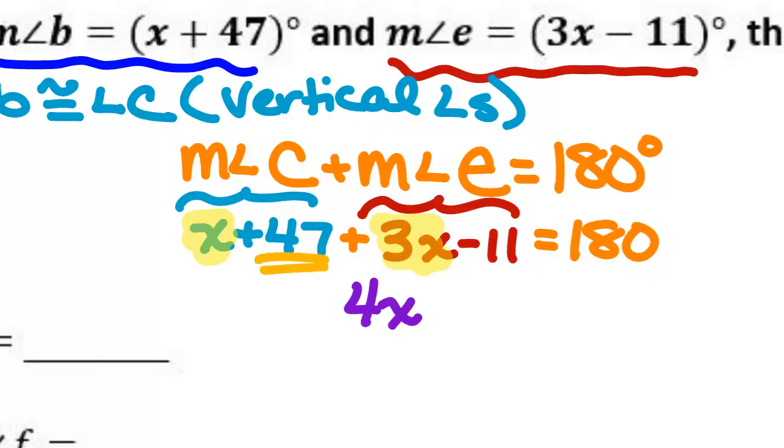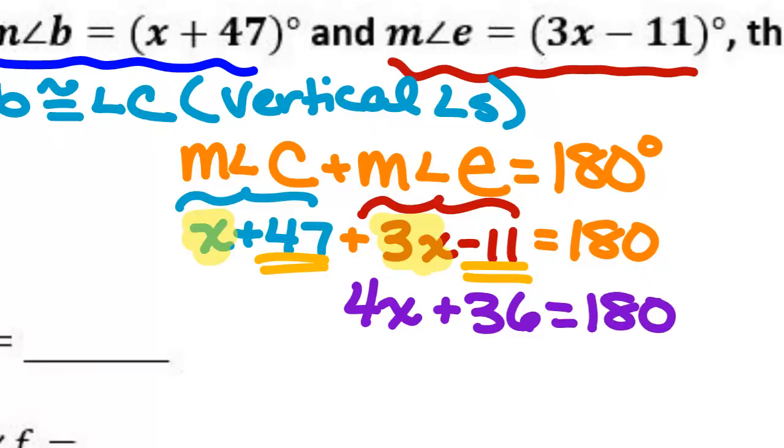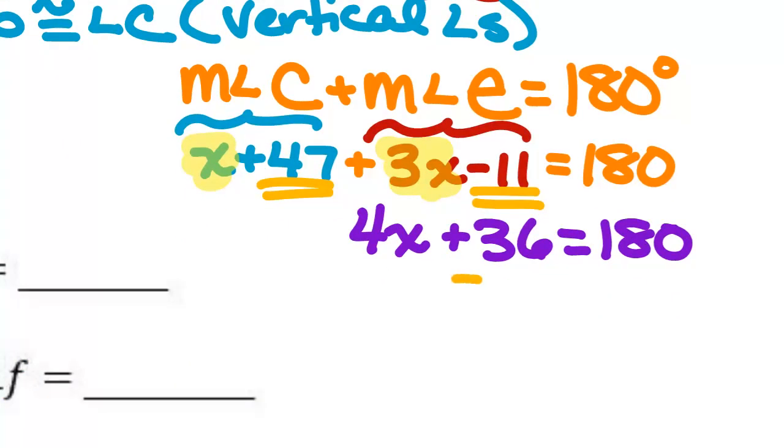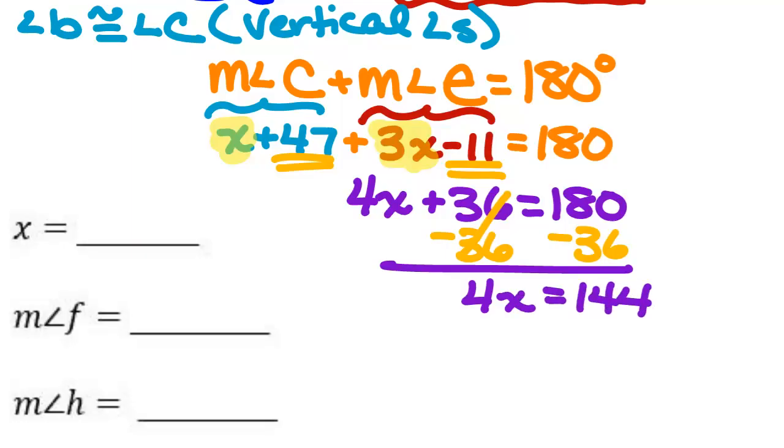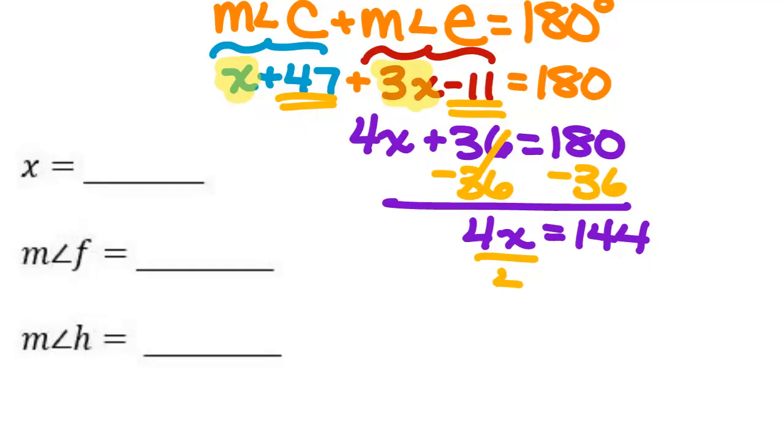And then we're going to subtract 47 minus 11. What is 47 minus 11? 36. So 4x plus 36 equals 180. I'm going to subtract 36 from both sides. I get 4x equals 144. And then we divide both sides by 4, and that means x is how big? 36.